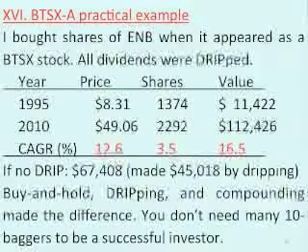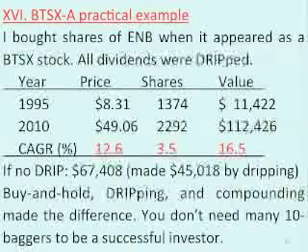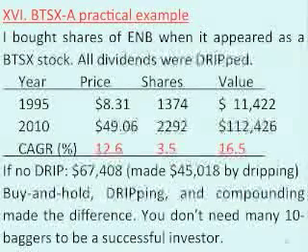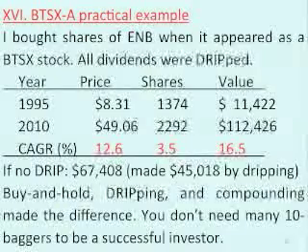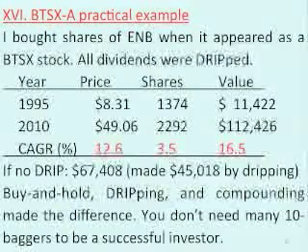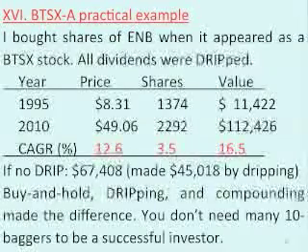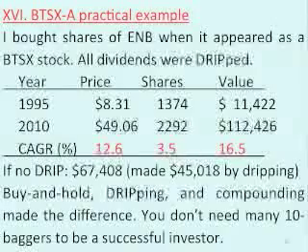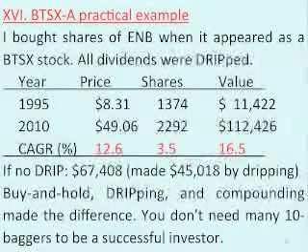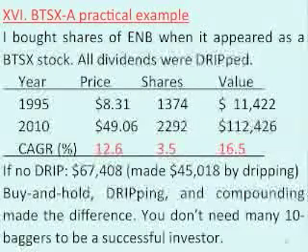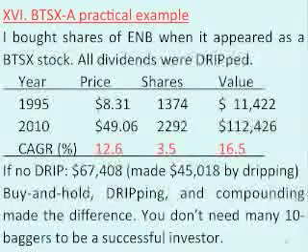Here's a practical example from the TSX 60. I bought shares of Enbridge when it appeared on the TSX 60 in 1995, the first year that I did it. And I dripped all the dividends after that. So you'll see the price, the adjusted price, and the shares. Then jump up to 2010. You'll see the difference. Compound annual growth rate for me for the price was 12.6%. The number of shares increased 3.5% per year on average. So the value increased by 16.5% overall.